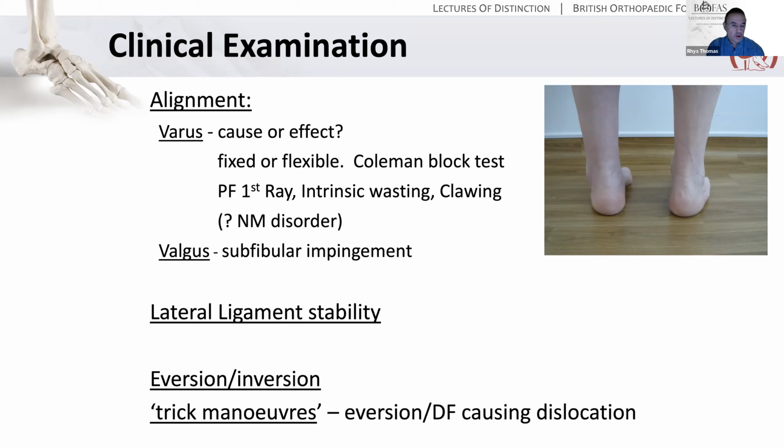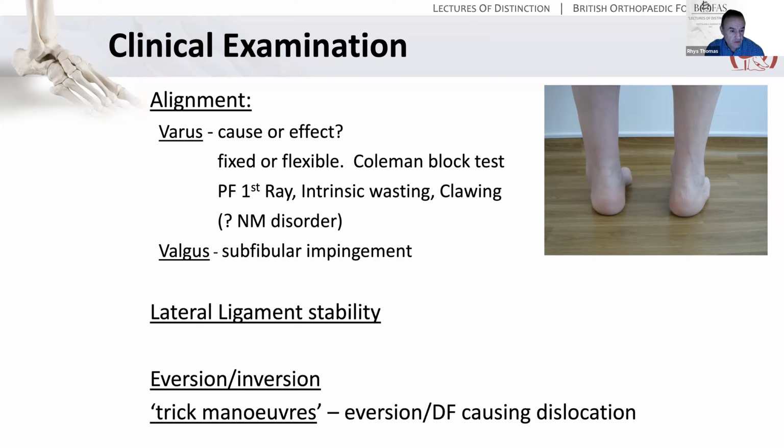We've also got to try and ascertain whether there is any potential underlying neuromuscular disorder, such as Charcot-Marie-Tooth. Do they have a significantly plantar-flexed first ray? Is there intrinsic muscle wasting? Is there clawing of the lesser toes? And is there any muscle wasting higher up the leg?